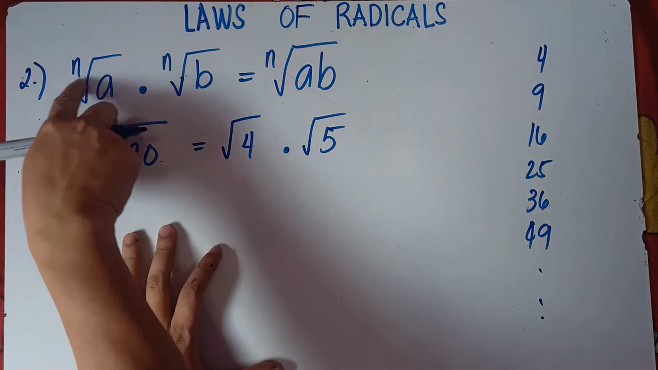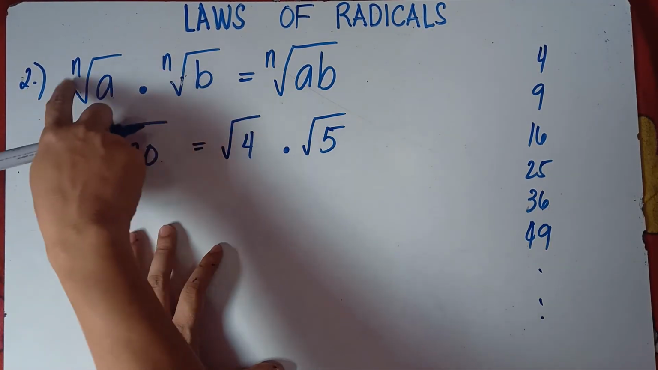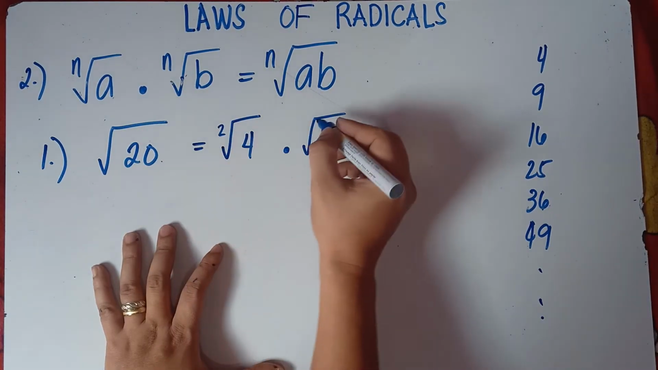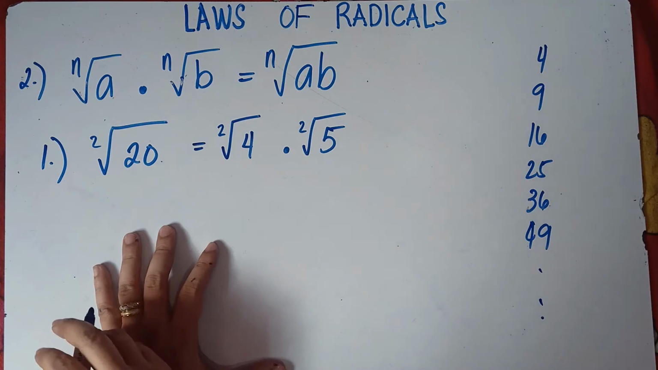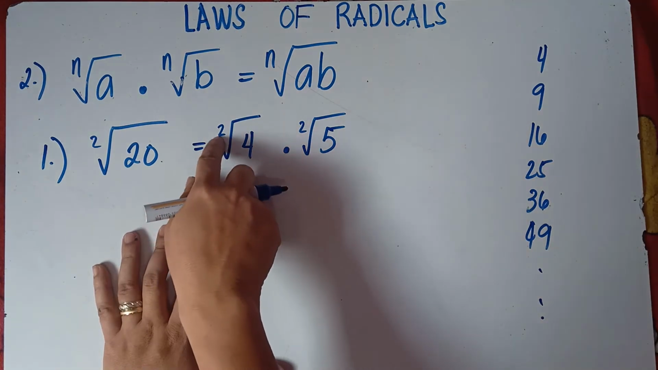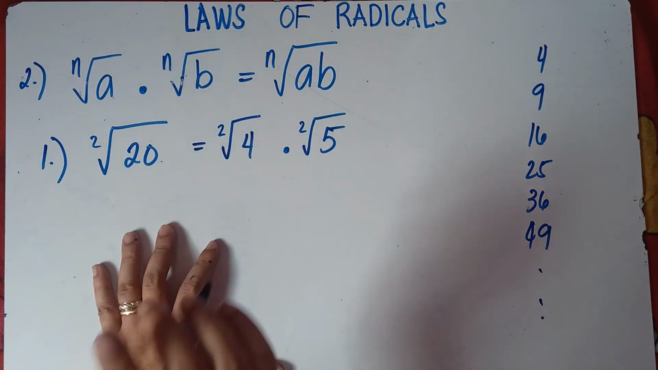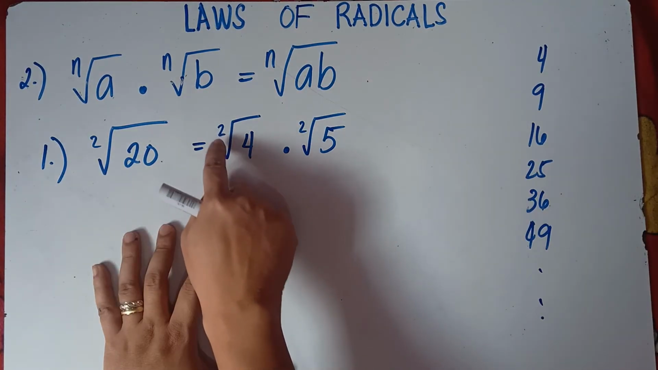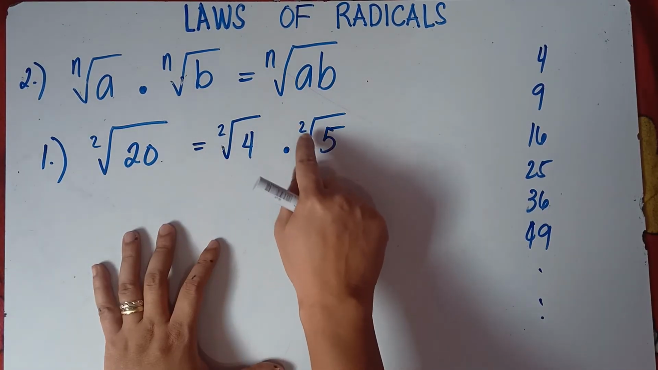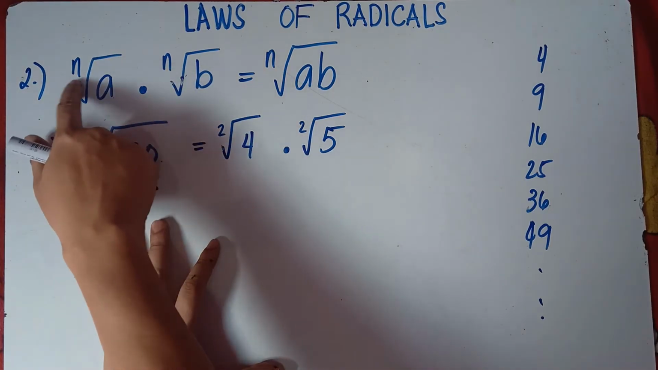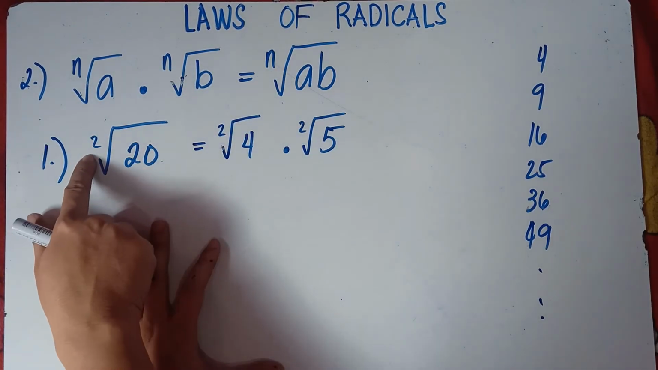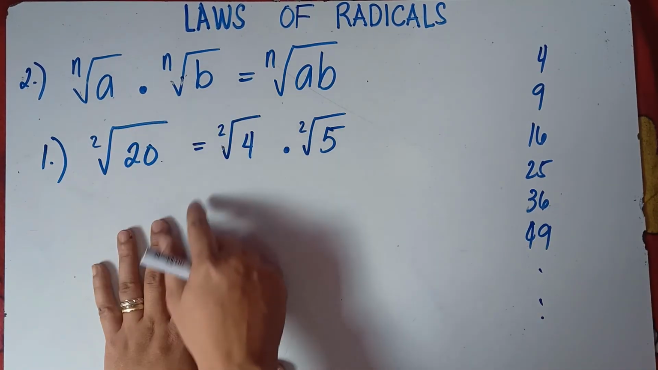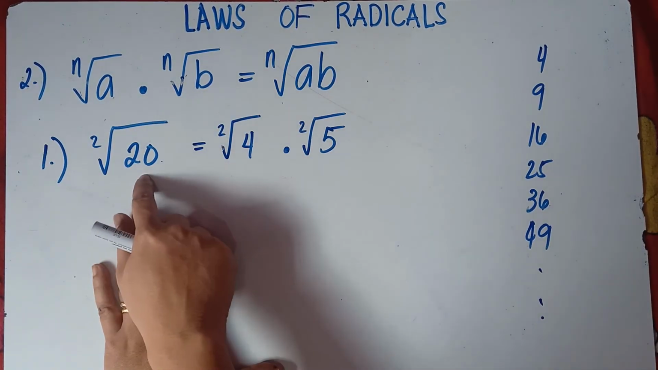So once again, if they have the same index, check, class, the same index. Of course, the index here is 2, right? Understood that in every square root, the index is 2. So the square root of 20, we can write as the square root of 4 times the square root of 5. If they have the same index, simply copy the index. Then you multiply the numbers inside. So a times b would be 20. 4 times 5 is 20.